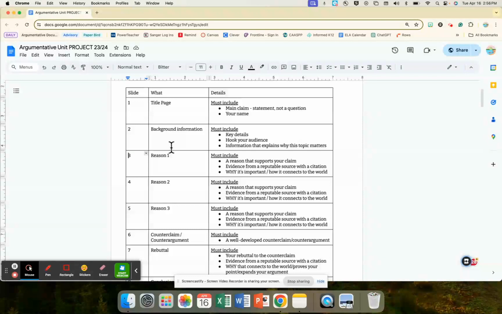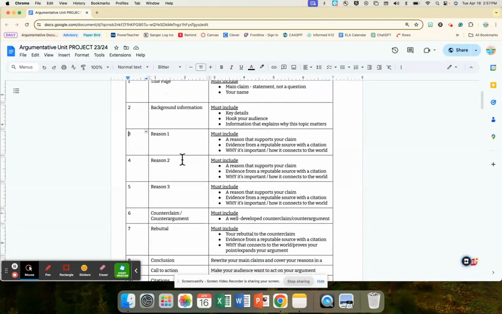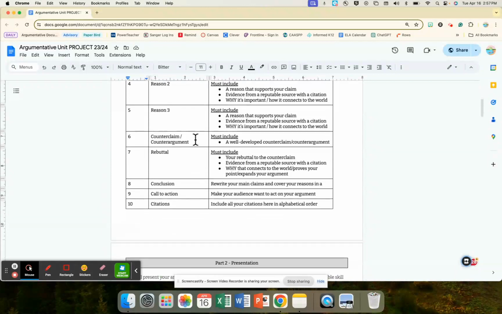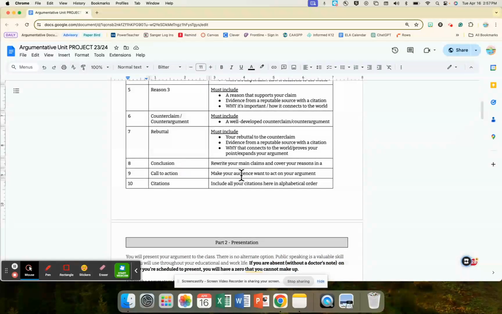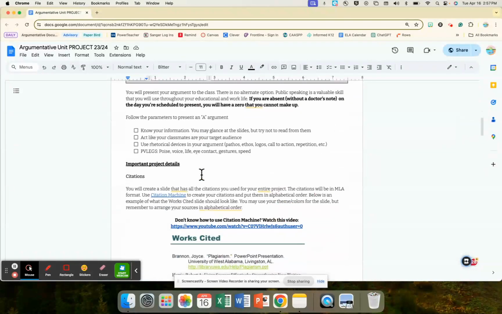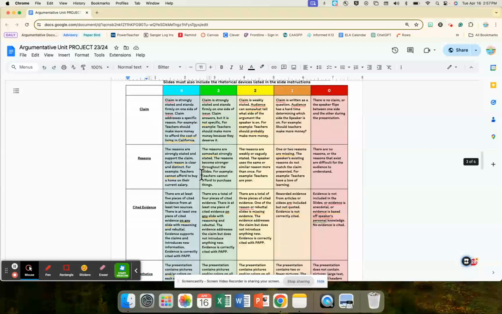Then, just like an essay, we've done this before, guys, you need 3 reasons. Then a counterclaim, a rebuttal, conclusion, call to action, and citations. So you should have 10 slides total. So I'm going to go to the slide portion. I'm going to show you an example.